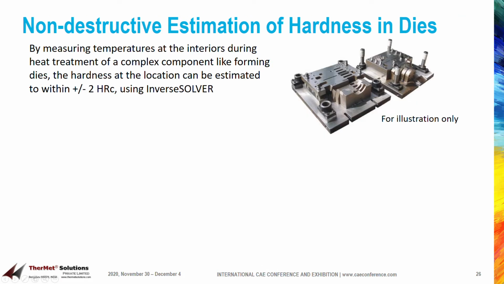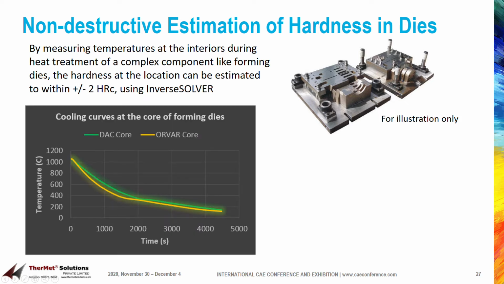Another example where hardness can be estimated at interior locations in objects like forming dies during gas quenching is illustrated in this case. By measuring temperatures at the interiors, the hardness at the location can be estimated. 1 mm diameter holes were drilled to reach the location where hardness was required, and thermocouples were inserted through these holes. Again, time temperature data was collected during heating and subsequent gas quenching of the die.